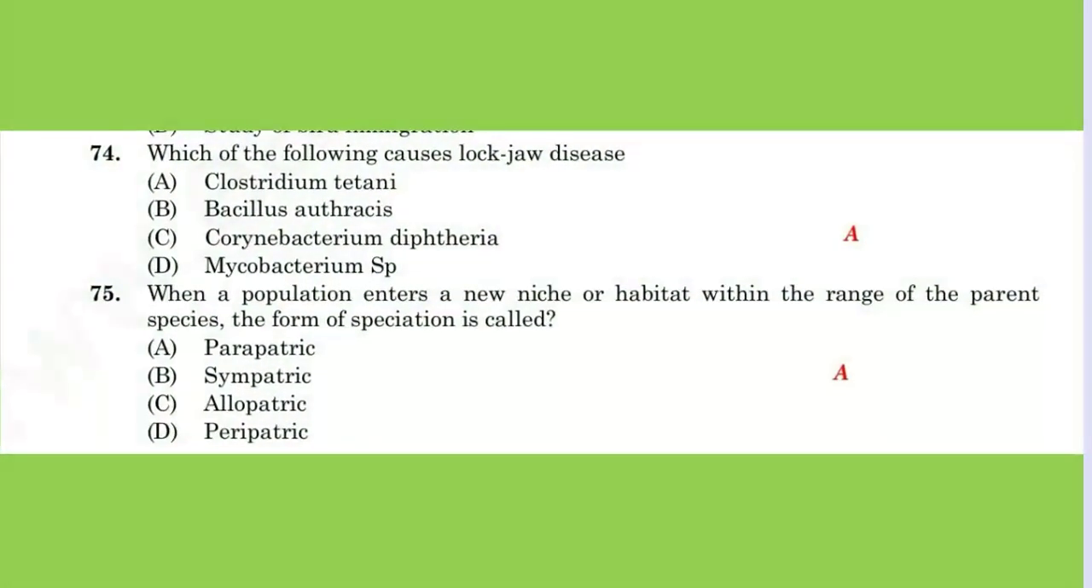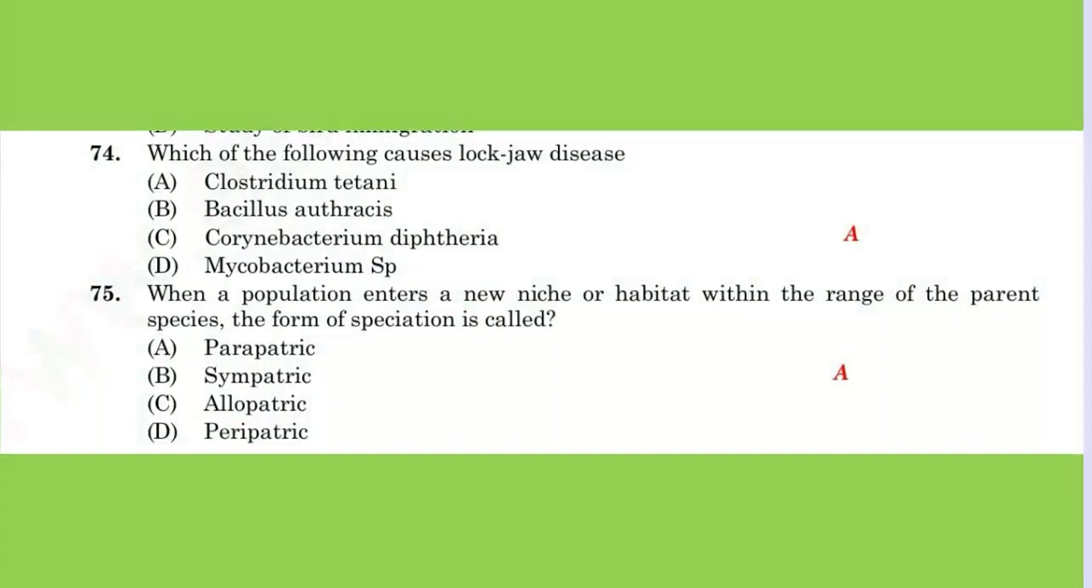Next question: which of the following causes lockjaw disease? Lockjaw disease is also known as tetanus. This disease is caused by Clostridium tetani. It is an anaerobic spore-forming organism that produces a toxin. When these bacteria enter the body, they produce a toxin that causes painful muscle contractions. It often causes a person's neck and jaw muscles to lock, making it hard to open the mouth and swallow. So the causative agent for lockjaw disease is Clostridium tetani.